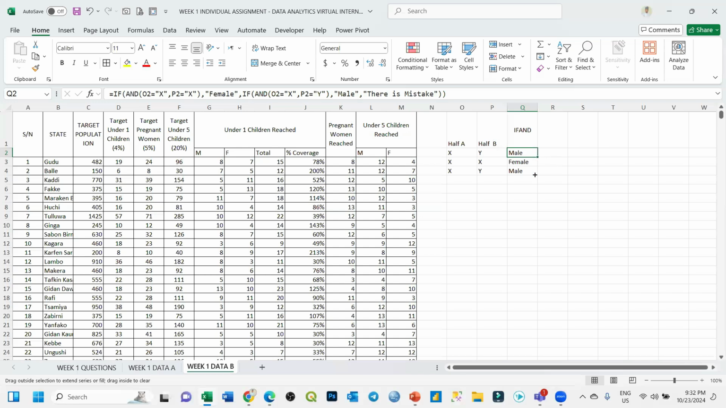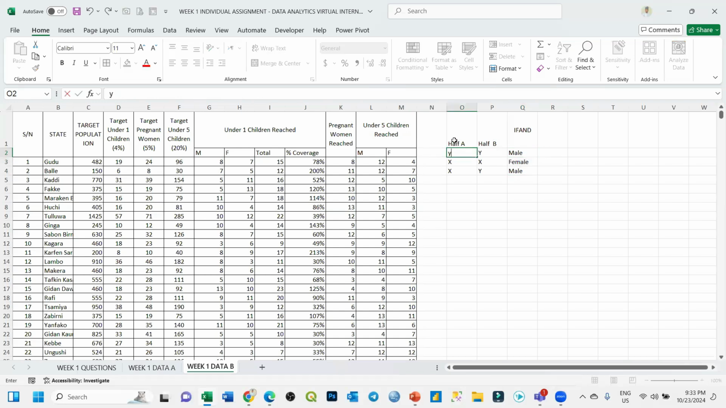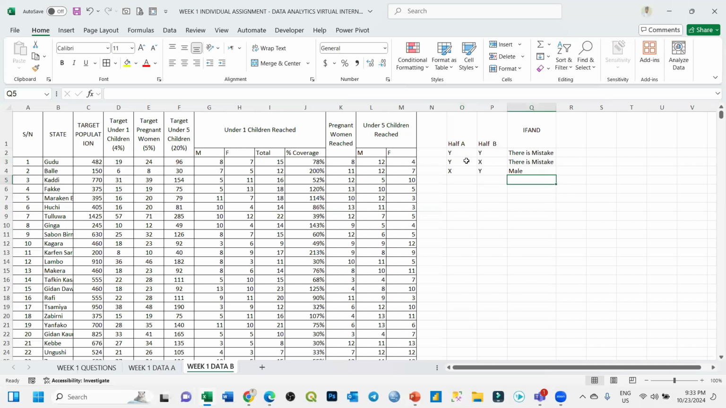So now let me drag it. If I come here, for example, and just put Y, it will tell us there is a mistake. You see, I put Y in the column, it said there is a mistake. If I come here and put Y again, it says there is a mistake. But once I turn it to X, it will give us the gender. If I put X here, it will turn it to female. If I put Y here, it will turn it to male.